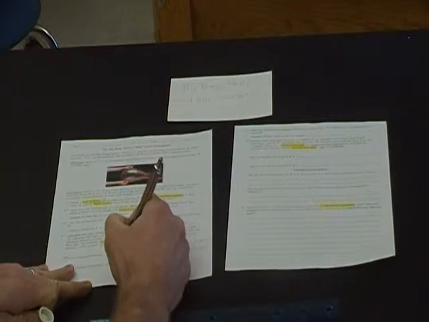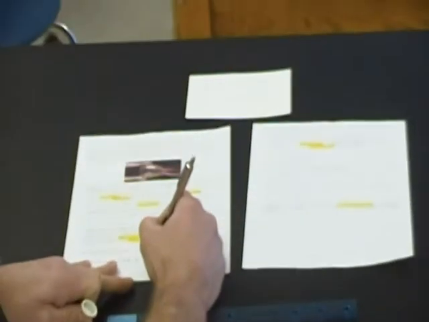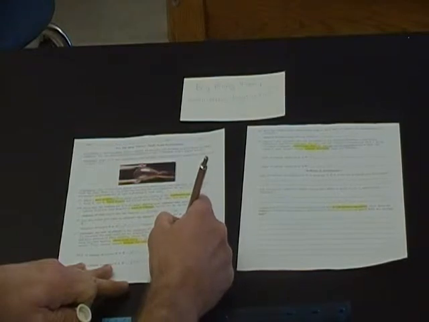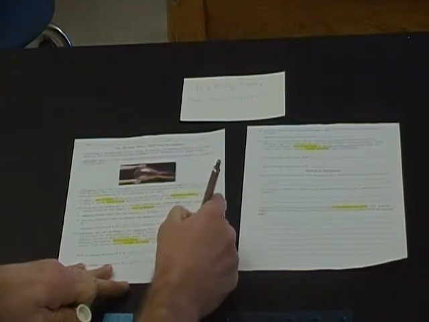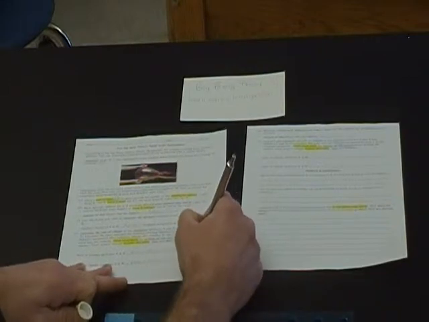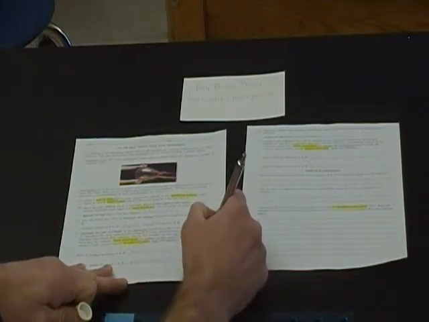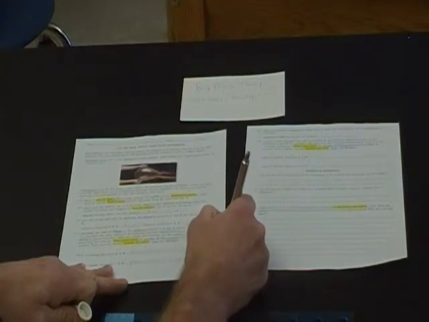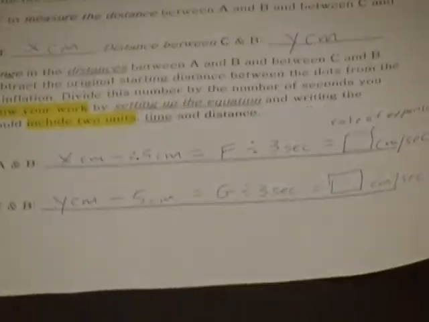All right, next one. You would take y centimeters minus its original distance, which is 5 centimeters. 5 centimeters equals g divided by 3 seconds, which will then give you a different rate of expansion in centimeters per second. Okay? So then you'll be able to compare the rate of expansion between A and B, and you'll be able to compare the rate of expansion between C and B. Once you're done with that, you will turn the paper over.